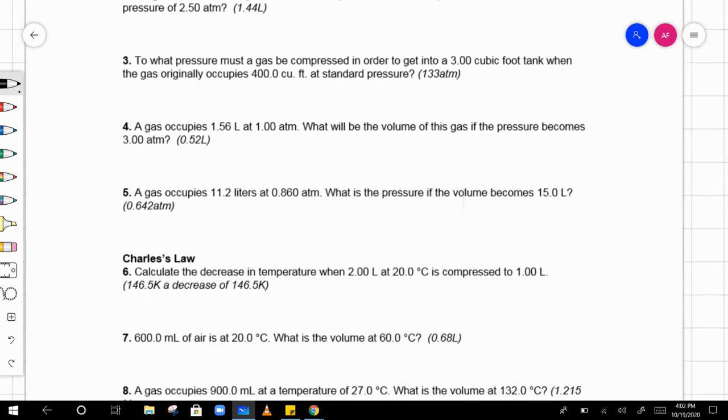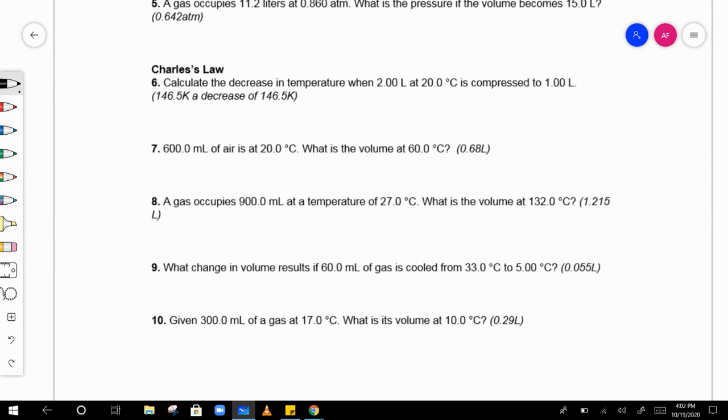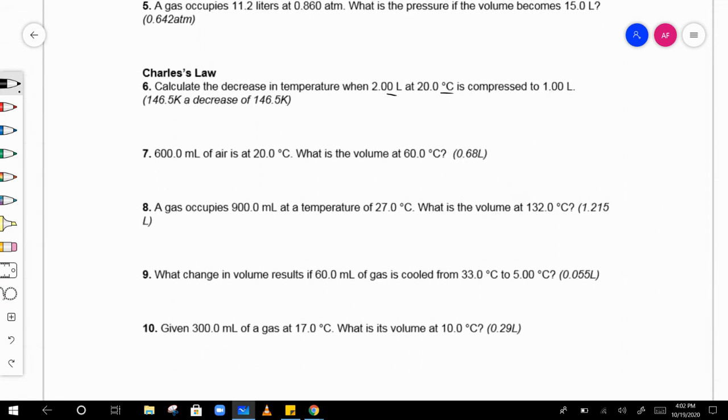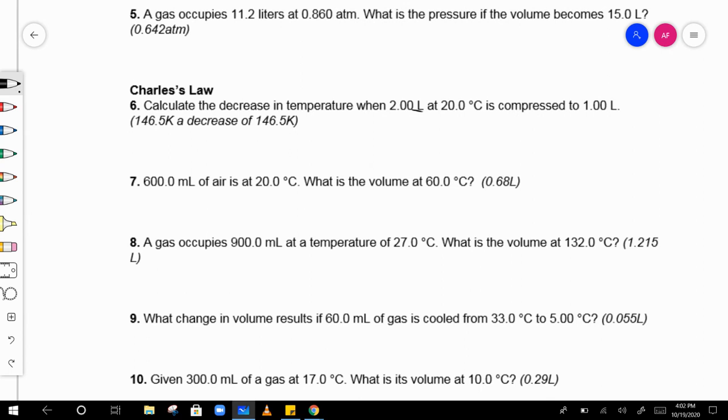Okay, next one, Charles' law. For Charles' law here, we have volume and temperature. If you remember, Charles' law is V1 over T1 equals V2 over T2.